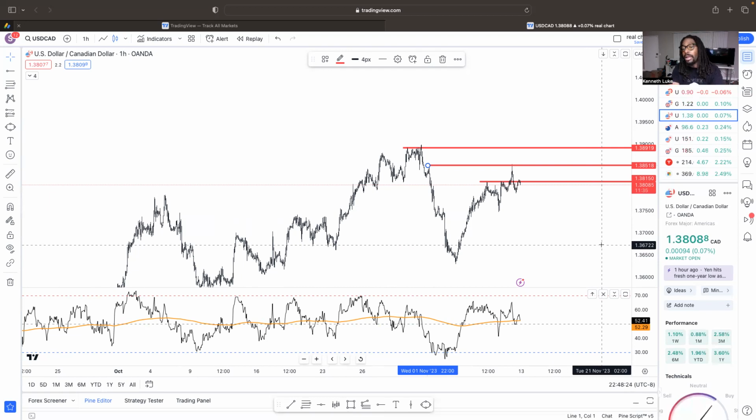Okay, now don't be greedy with this technique. Just understanding, going back testing, and identifying these support and resistance levels can help you out majorly.